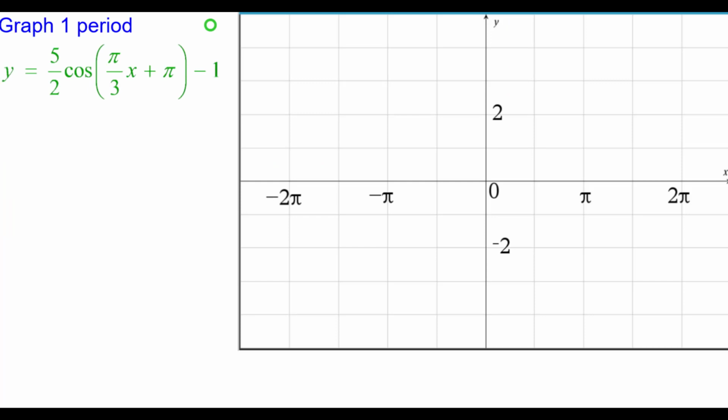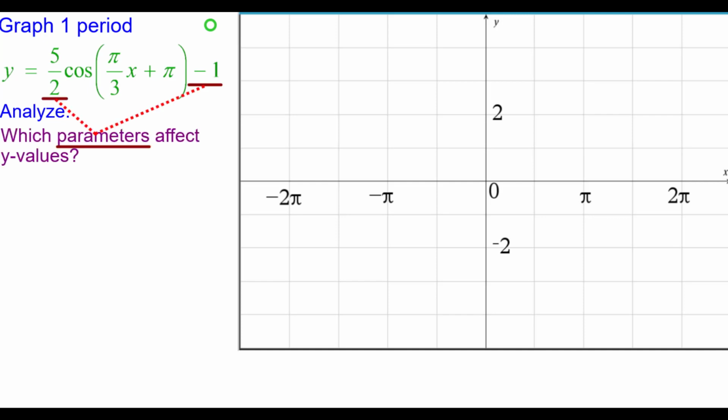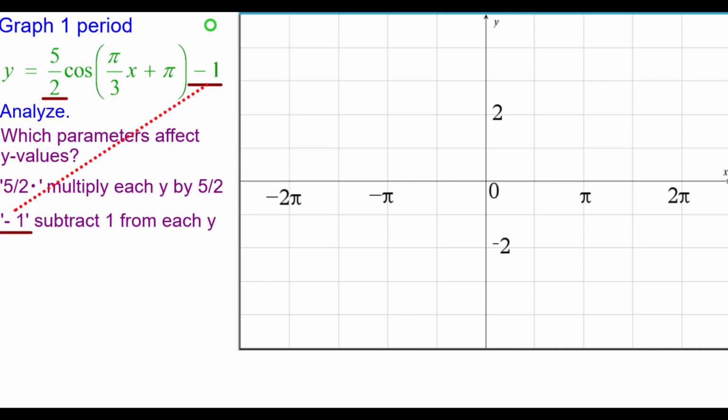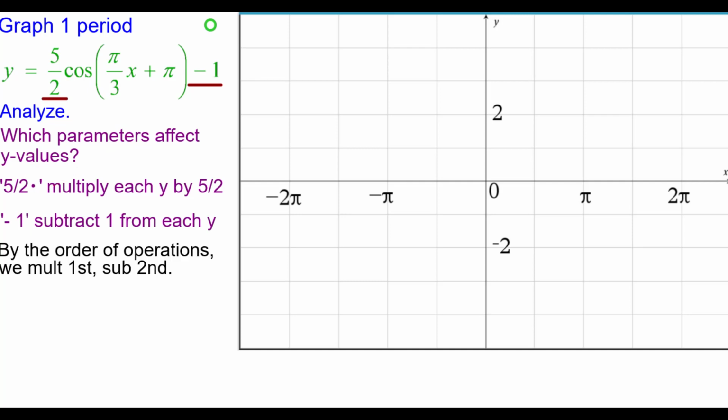So we're going to graph one period here. We'll start off by analyzing the equation and the parameters. Which parameters affect y values? We'll start with those first. In this case, they're the ones outside the function, 5/2 times and minus 1. So 5/2 times multiplies each y value by 5/2. Minus 1 subtracts 1 from each y value. And by the order of operations, remember we multiply first, subtract second.